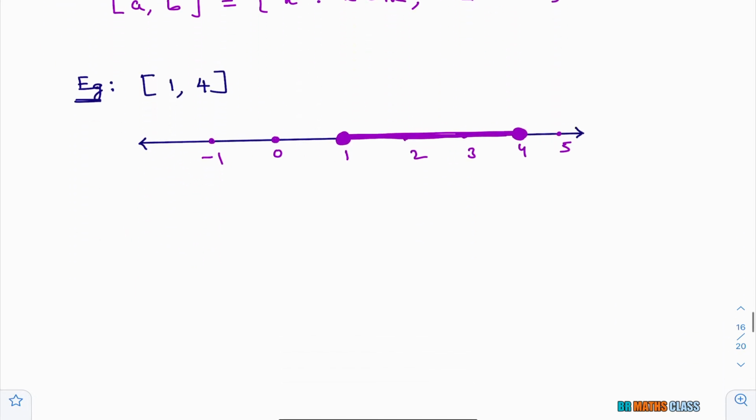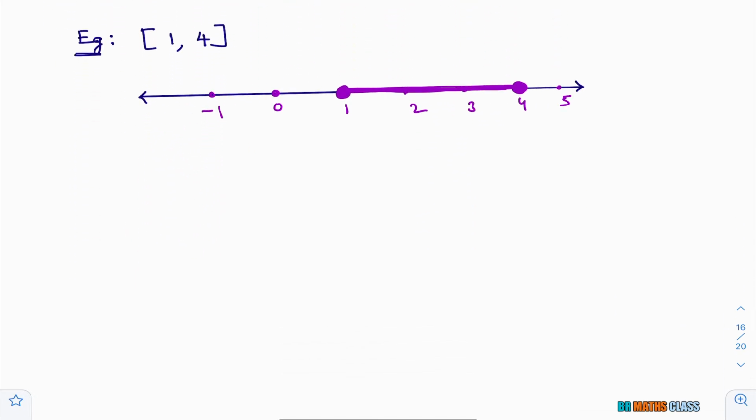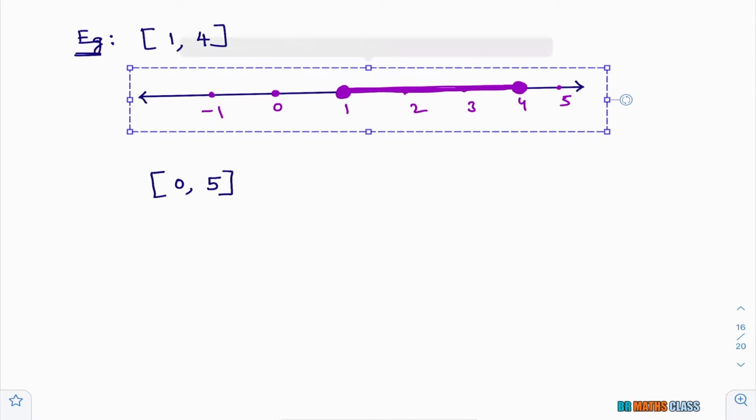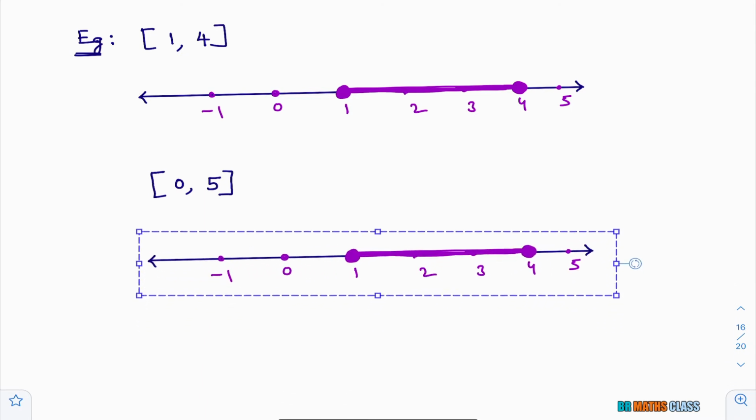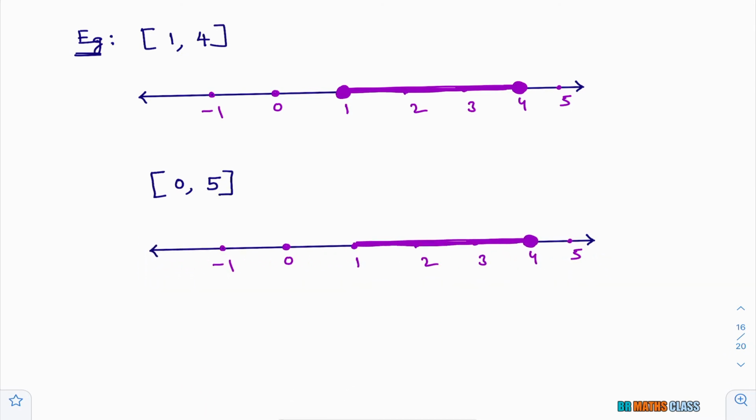I'll try to explain this with one more example. Here, I'll take closed interval 0 comma 5. How to represent this on the number line? Closed interval 0 comma 5. I am discussing only closed interval now. I said, na, a total of 4 types are there. So all the things we will discuss one after another.